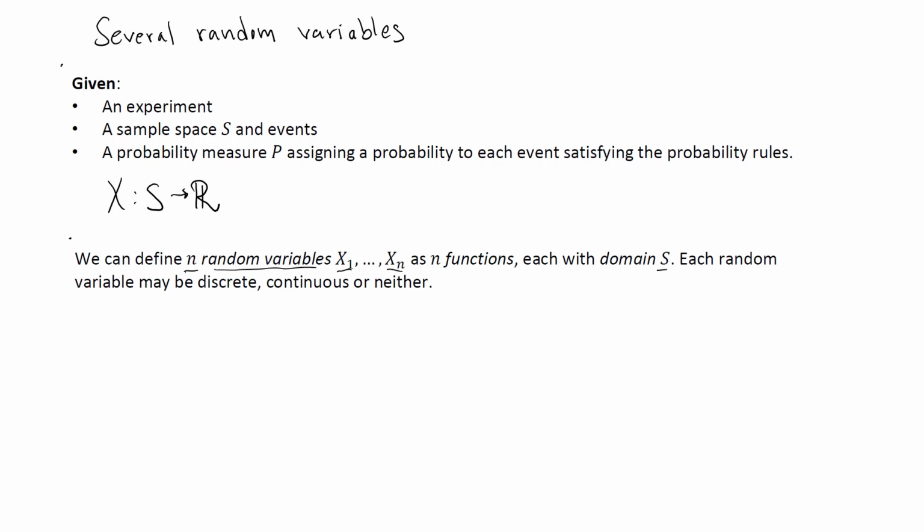As a concrete example, suppose that I toss 2 dice, then I can define several random variables based on such an experiment. For example, x1 could denote the outcome of the first die, x2 the outcome of the second. I could define a third one, being the sum, and so on.